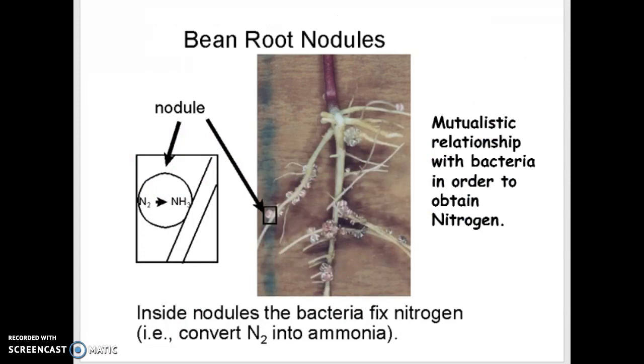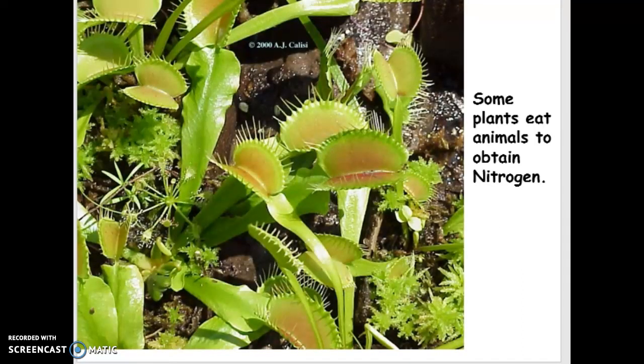Mutualistic relationships with bacteria in order to obtain nitrogen from the environment. These are all of our legumes, bean plants. They need those bacteria in those little root cells, root nodules, in order for them to maximize productivity. Some plants even eat things. Venus flytraps, pitcher plants. They eat animals. They eat insects in order to obtain their source of nitrogen. So it gets into a goofy situation, kind of like our sea slug. Is this a plantimal? It runs photosynthesis, but it also eats stuff.